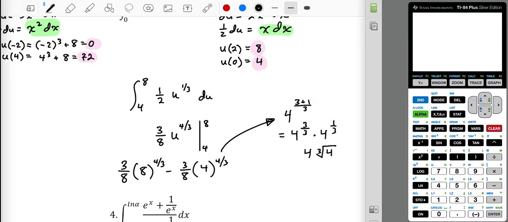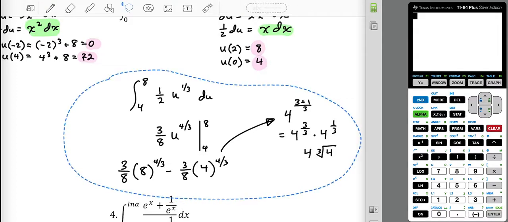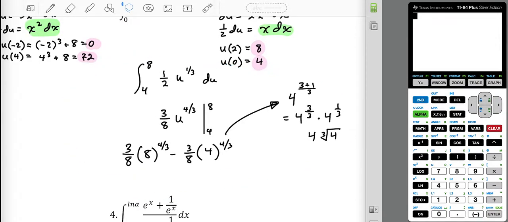The 8 to the 4/3 is a little bit nicer, because you can actually take the cube root of 8, which is 2, to the 4th is 16. 16 times 3 is 48 over 8. Actually, I'll just jump right to it. 6 times 8 is 48, so 6 as a result. So 3/8 multiplied by 4 times the cube root of 4.